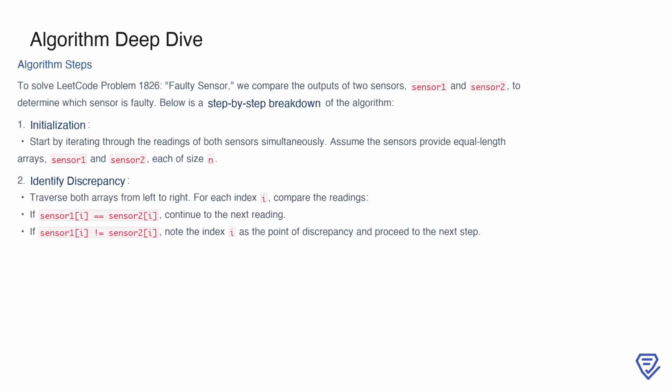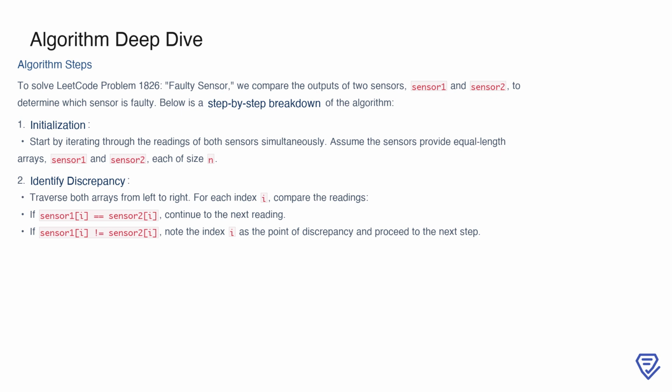To solve the faulty sensor problem, the algorithm begins by comparing the outputs of two sensors, sensor 1 and sensor 2, to identify which one is faulty. The first step is initialization, where we iterate through both sensor readings simultaneously. This is based on the assumption that both sensors provide arrays of equal length, denoted as sensor 1 and sensor 2, each containing n readings.